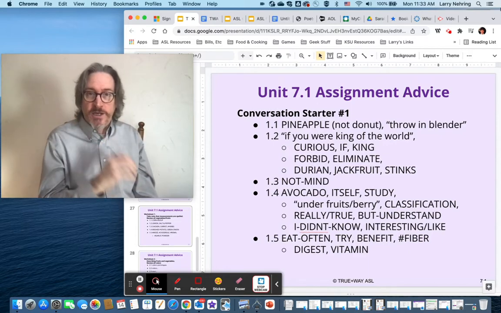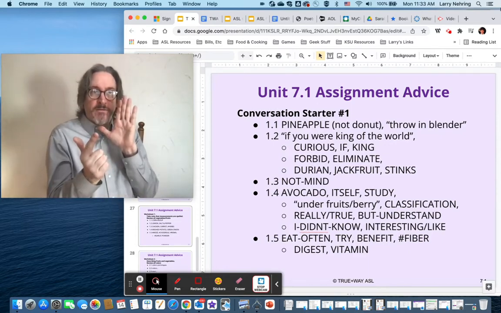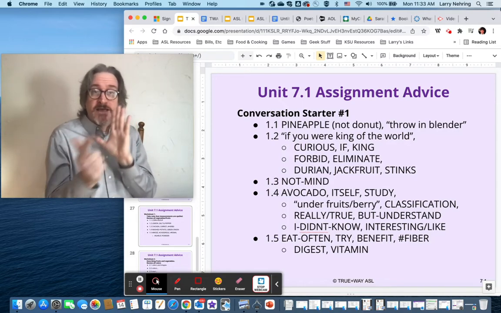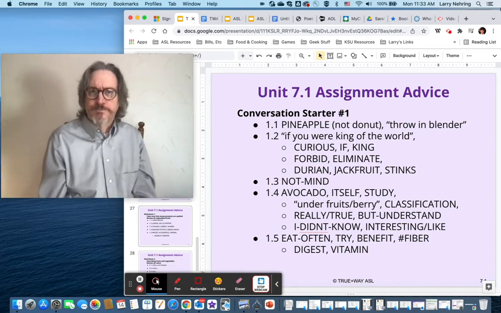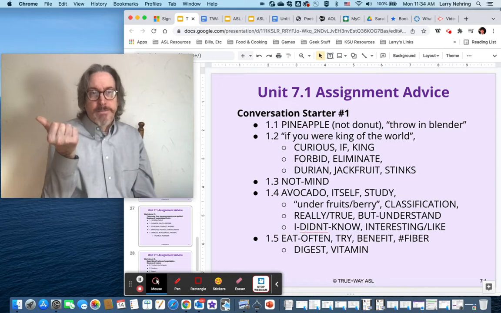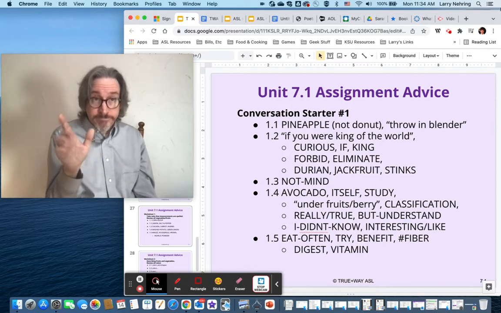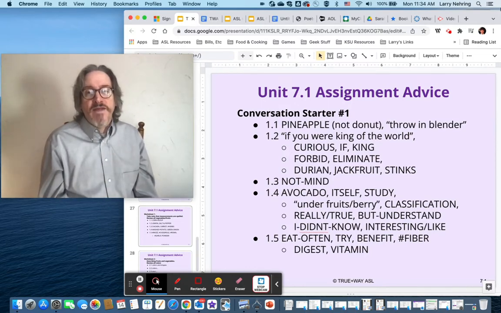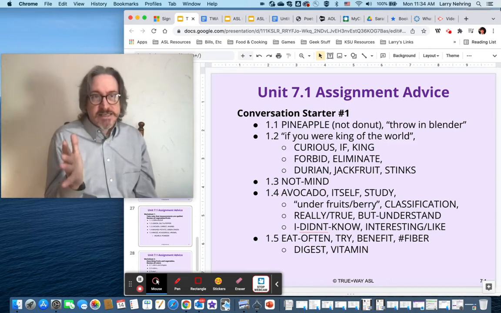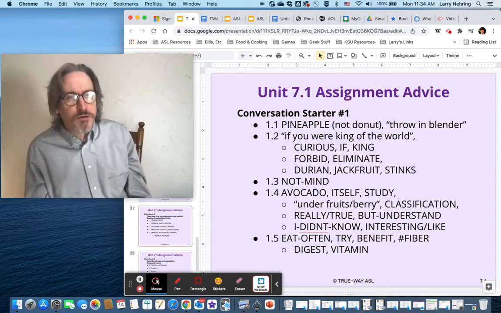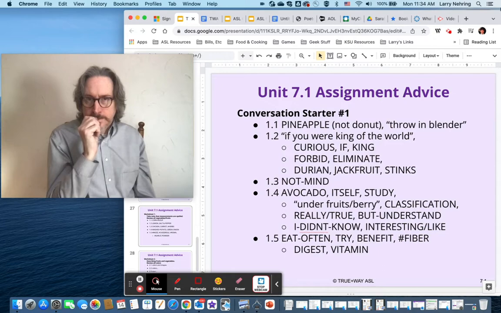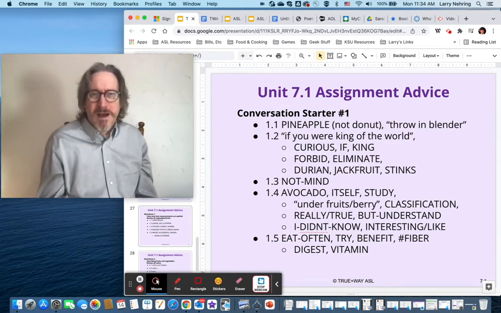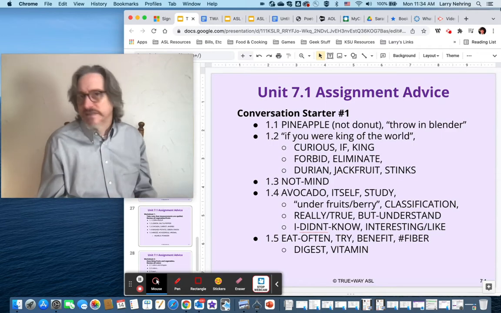So it can have a range of meaning. That's how he sets up the if you were king. He also signs forbid, against the law. What would you make forbidden or against the law, verboten, any of a number of different things, prohibited, and eliminate. If you could eliminate one, in this case, it's one fruit. And then he fingerspells durian, jackfruit, and explains because it stinks. It's all pretty obvious. I just want to make sure that as it goes by, you got it. And then Justin responds as well, but it makes sense.